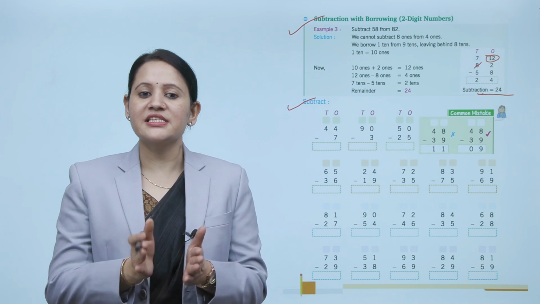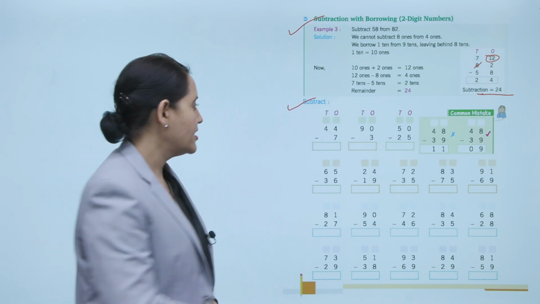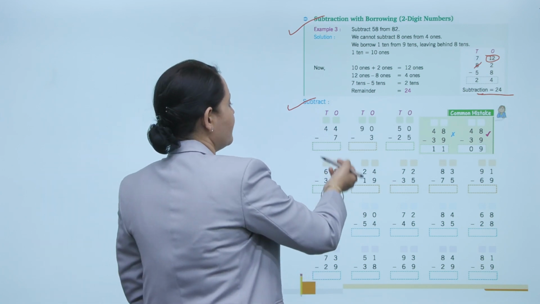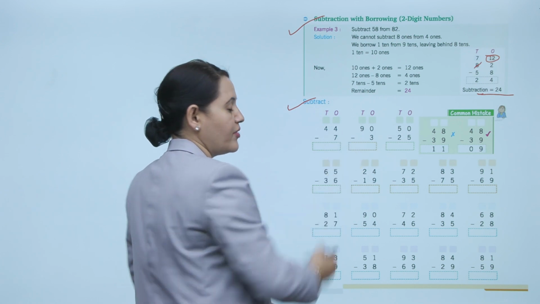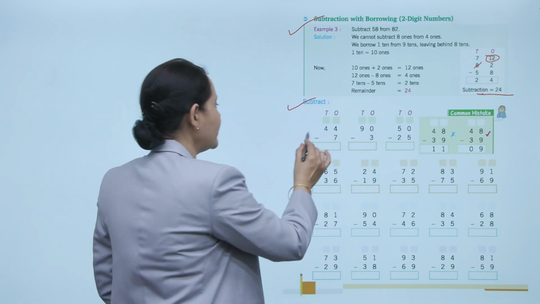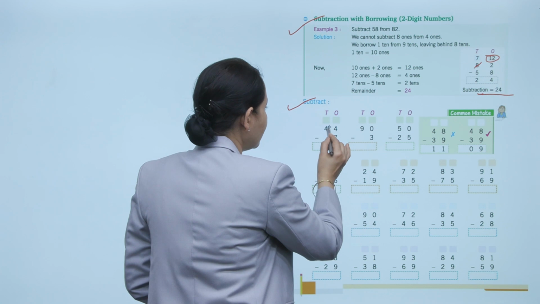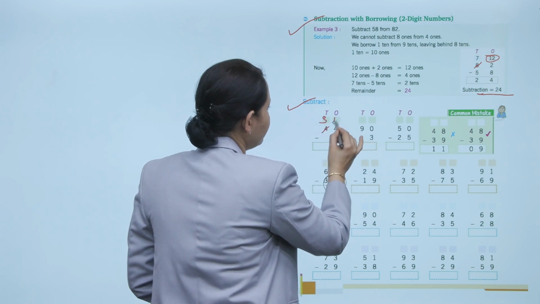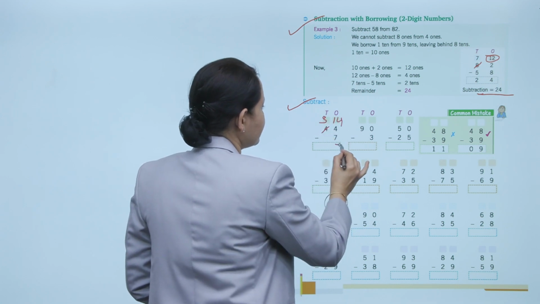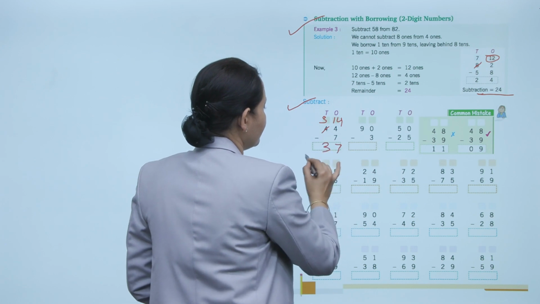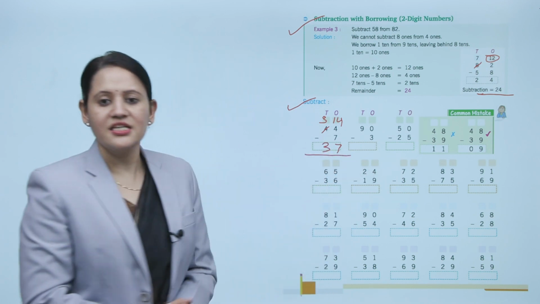Next, subtract. We have to subtract 7 from 44. Start from ones. We have to subtract 7 from 4. That's not possible. So we'll borrow from tens position. It will become 3 and it will become 14. 14 minus 7, 7. 3 minus 0, 3. So the difference is 37.